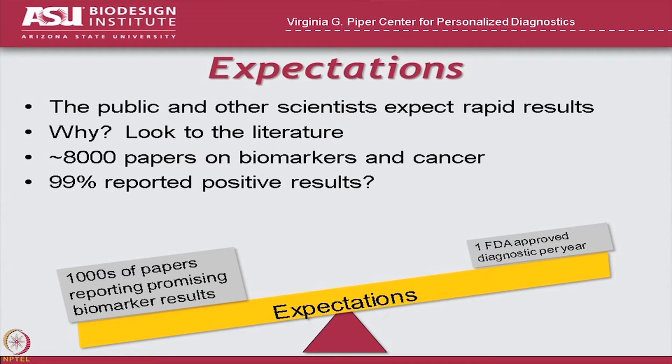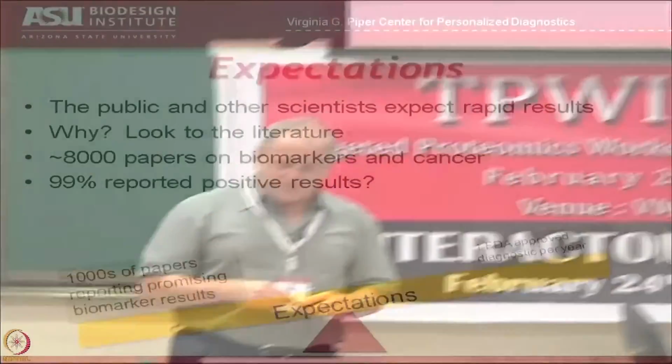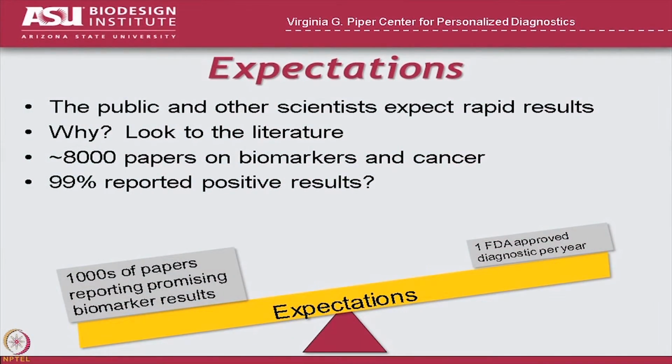So that's exactly one of the problems that we face all the time. All right, so let me move on then. So nonetheless, the public really expects to see these results. And that's partly because there are thousands of papers that report good biomarkers. And there's usually only one good one per year. And so everybody thinks that it's easy, but in fact, it's really hard. So that's kind of a take-home message.